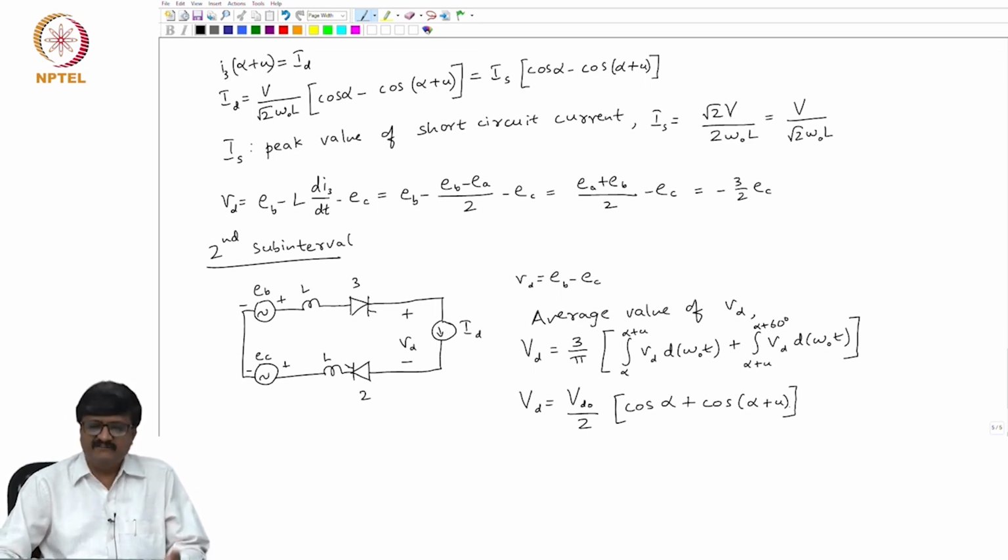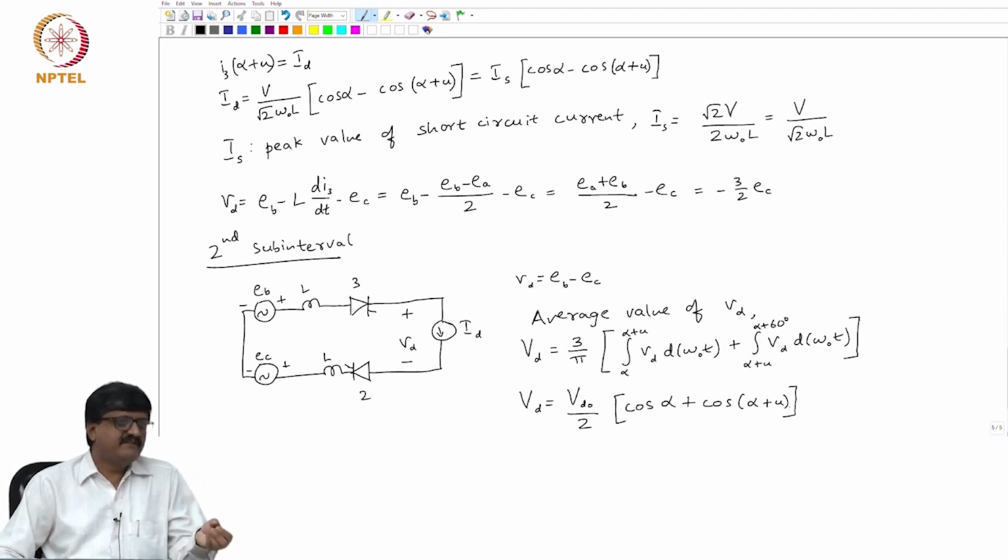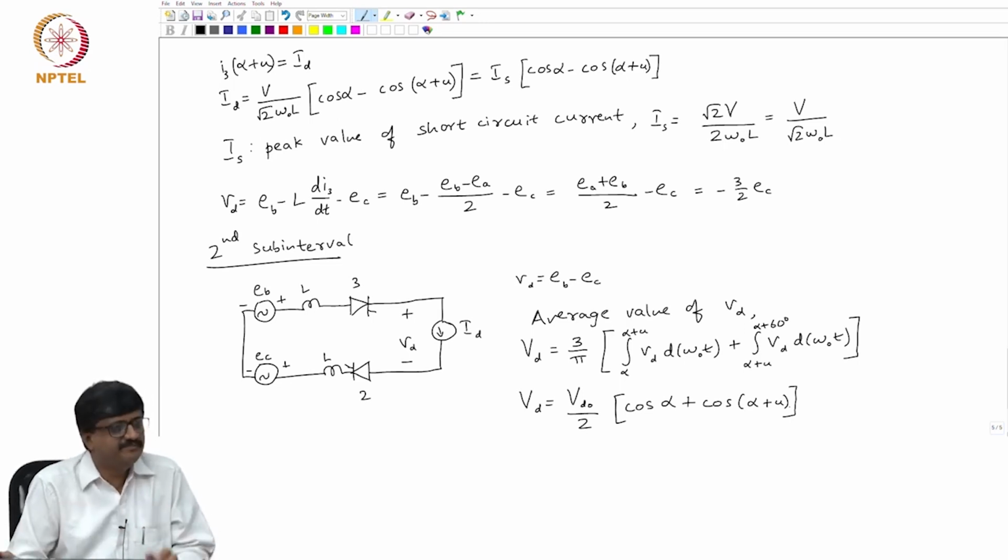We have the notation Vdo. What was the definition of Vdo? Vdo is the maximum value of the average DC voltage with L equal to 0. Yes. But can you still say that it is the maximum average value with non-zero L? Anyway, there is no need to even generalize the definition of Vdo. Once we have defined Vdo, we will just use it as Vdo being the maximum average value with L equal to 0. Okay. So, we will just relate Vd to Vdo.